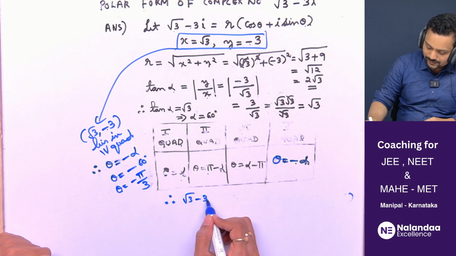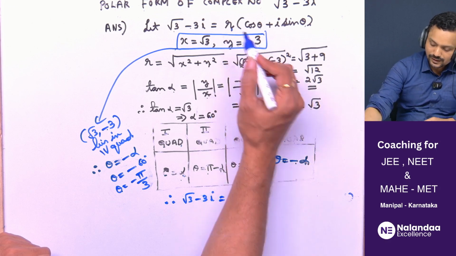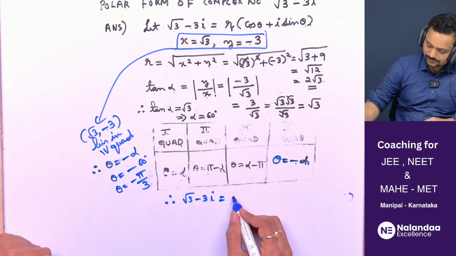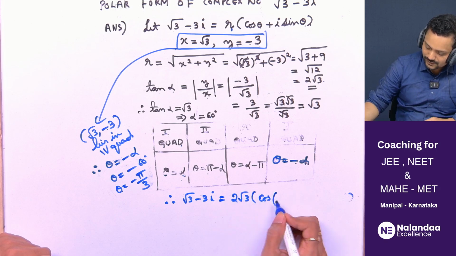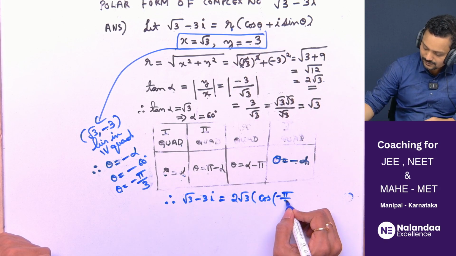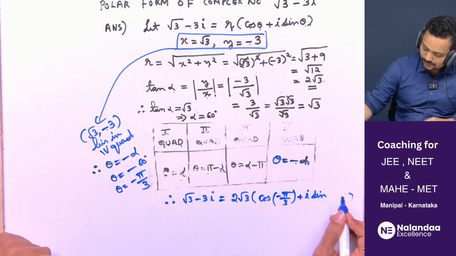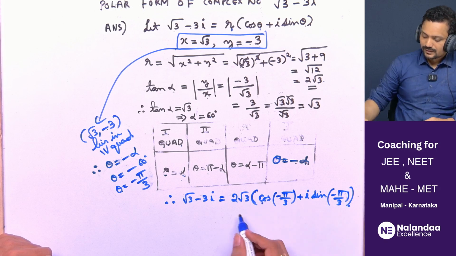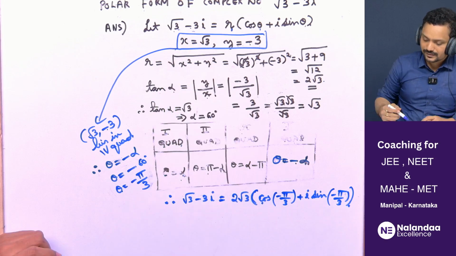Therefore, root 3 minus 3i is nothing but, if you go to the first step here, r is 2 root 3 into cos of theta, where theta is minus pi by 3, plus i sin minus pi by 3. So this is the polar form of the complex number root 3 minus 3i.